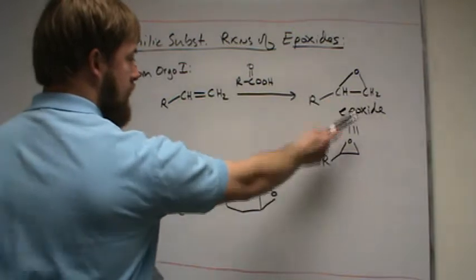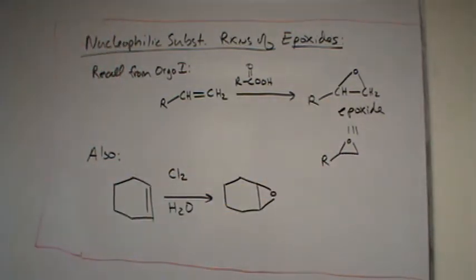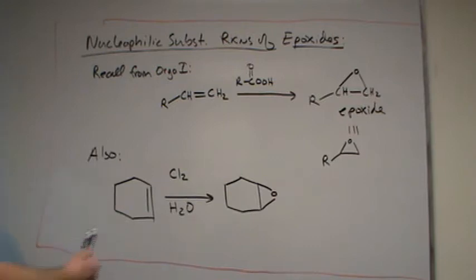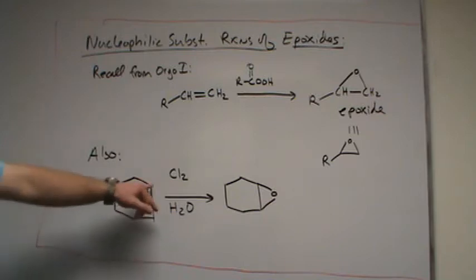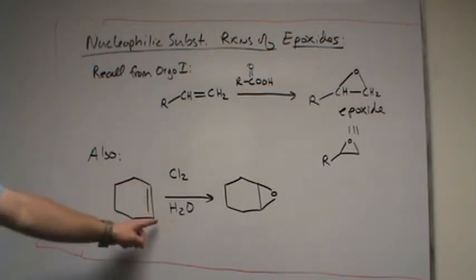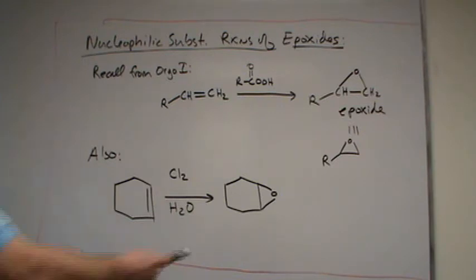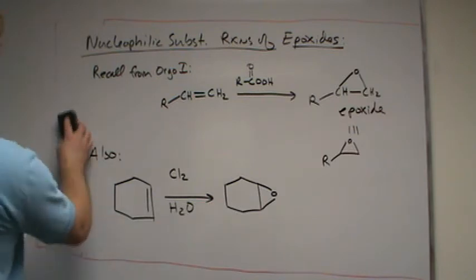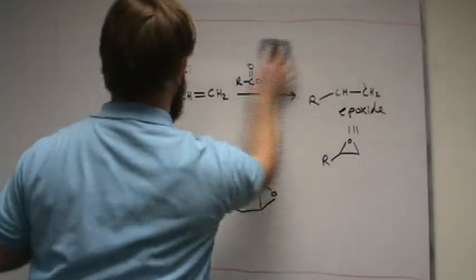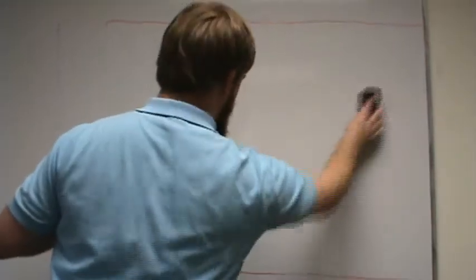So here's just the same structure written a different way, skeletal form on the bottom. Or we can also react an alkene with something like chlorine, Cl2, to add to the double bond: chlorine at one carbon, water will add to another carbon, and then you can do an intramolecular reaction to get the epoxide. Stop the video, write everything down as needed.